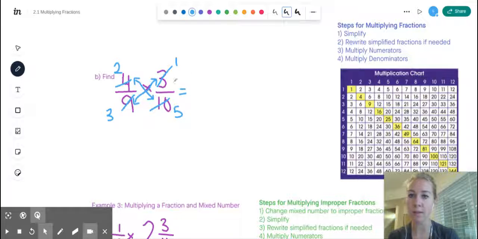Okay, now this is good and messy, so let's rewrite it. Step 2 says rewrite simplified fractions. So my 4/9 has turned into 2/3. And my 3/10 has turned into 1/5.